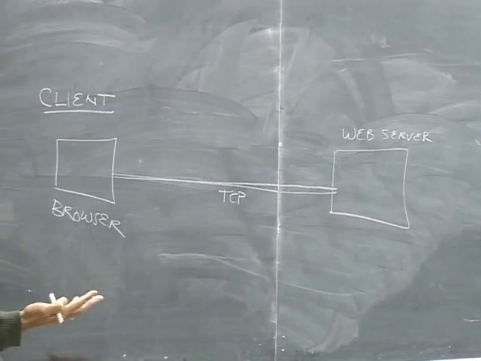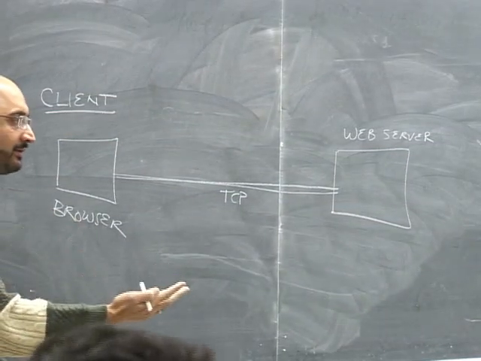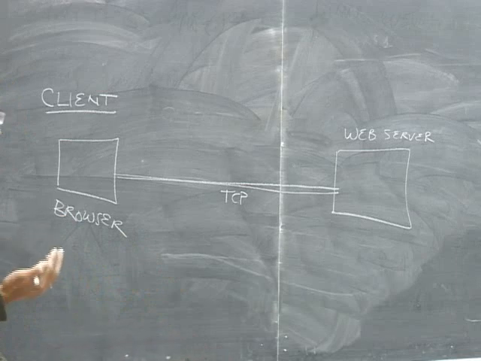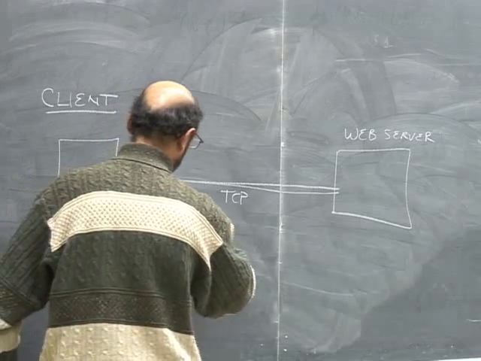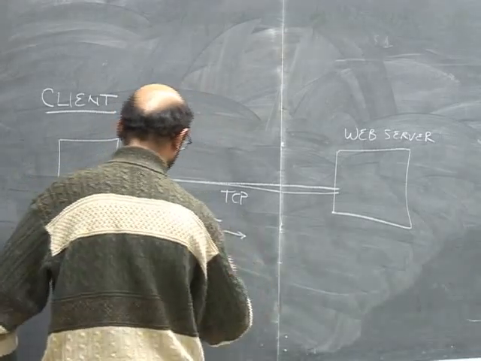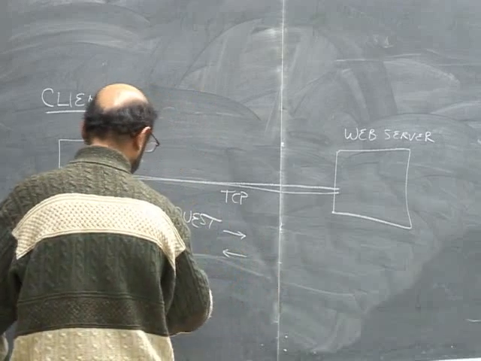The client communicates to the web server and says, give me something. I'll explain to you what that something is. And the server gives it back. So there's a request that goes in this direction, and then there's a response that goes in this direction.